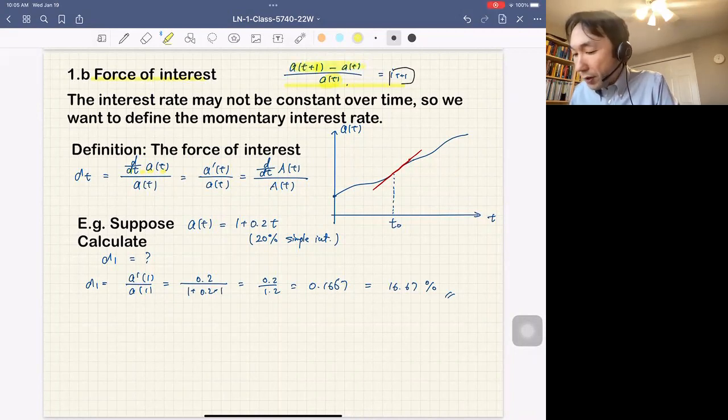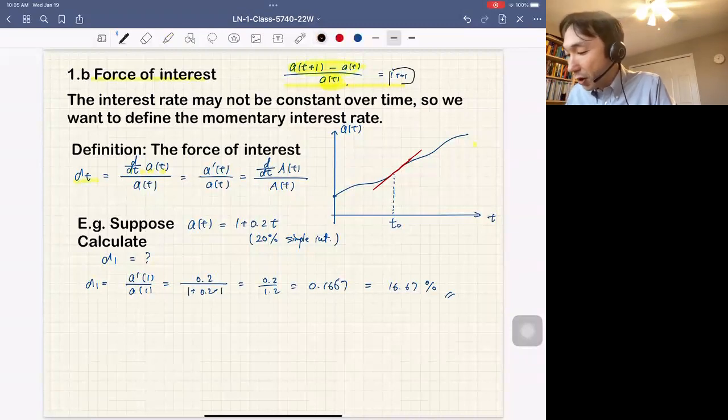Okay, but the force of interest is a continuous one. Suppose this a of t increases continuously like this figure. Then we define the slope at t naught as the force of interest at t naught. The definition is delta t equals dA/dt over A of t. The denominator is still the same, but the numerator is the very small increase, so we take the derivative at time t. We can also write it as a prime of t over a of t.